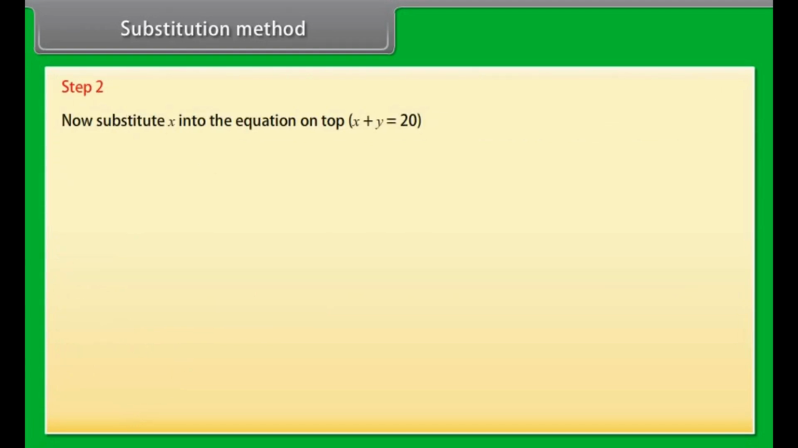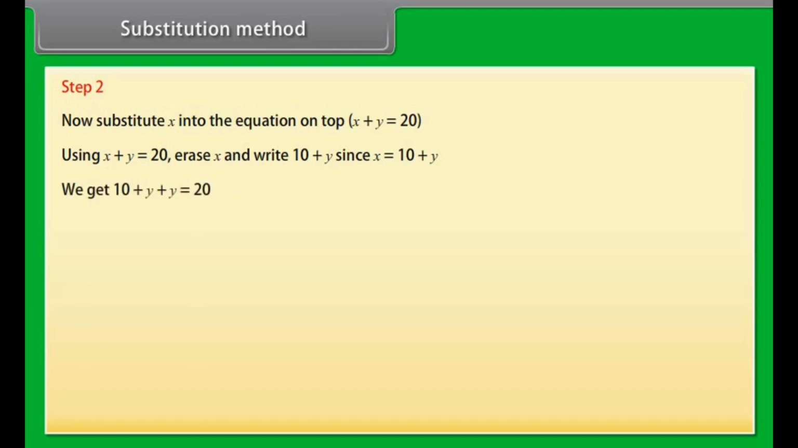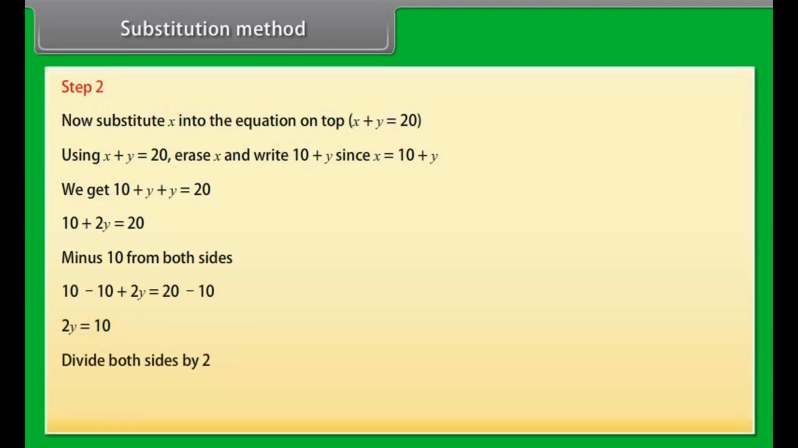Step 2. Now substitute x into the equation on top. x plus y is equal to 20. Using x plus y as 20, erase x and write 10 plus y since x is equal to 10 plus y. We get 10 plus y plus y is equal to 20. 10 plus 2y is equal to 20. Minus 10 from both sides. 10 minus 10 plus 2y is equal to 20 minus 10. 2y is equal to 10. Divide both sides by 2. y is equal to 5.